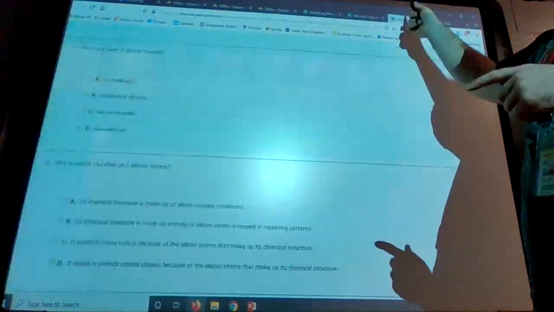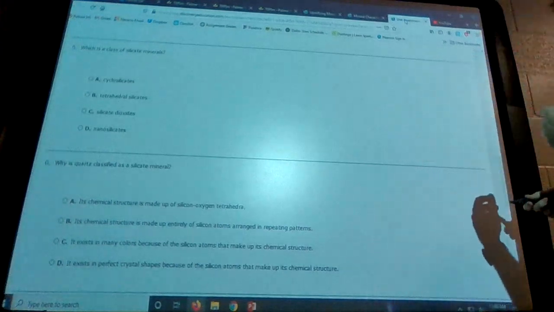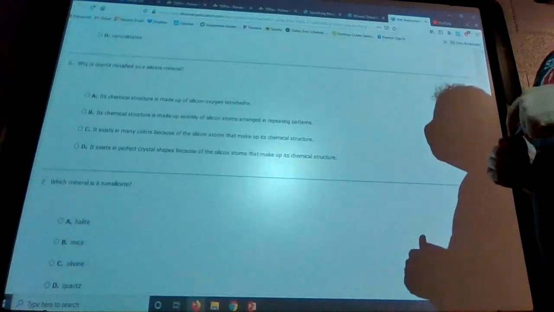So what you're saying is you can't find it either. I mean, if I had a keyboard right here, I could just Google it, and that would tell me what it is. Types of silicates would get me there.